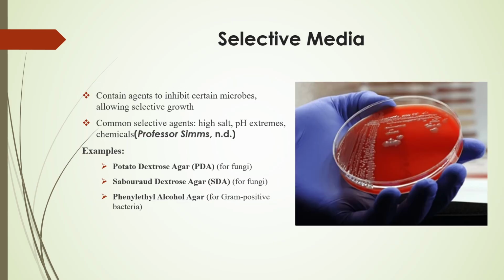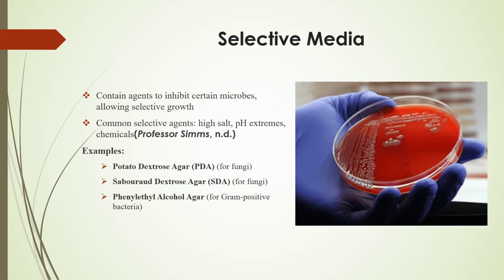Selective media contain agents to inhibit certain microbes, allowing selective growth. The common selective agents include high salt, pH extremes, and chemicals. Examples are potato dextrose agar, Sabouraud dextrose agar, and phenylethyl alcohol agar.